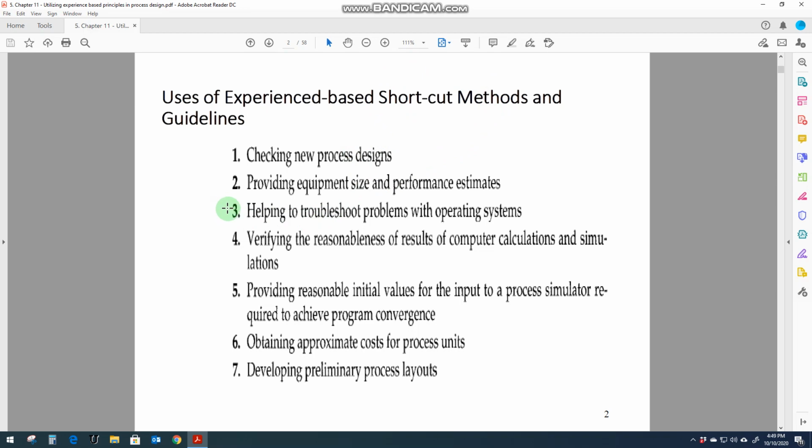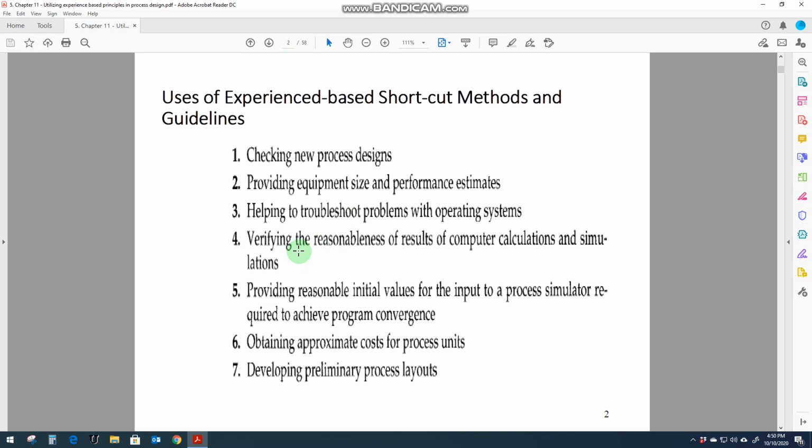Number two, providing equipment size and performance estimates. We can use some kind of shortcut methodologies with simple equations to get information on the equipment size, and we can also estimate the performance of any equipment, and we will see this in more detail. Number three, helping to troubleshoot problems with operating systems. For operational processes, if there is any problem within the system, then we can use shortcut methodologies to analyze the problem and suggest a quick outcome or a quick solution to that problem.